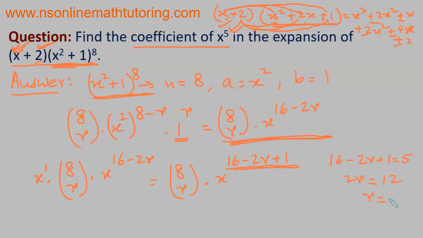Therefore, R is equal to 6. We have found the value of R as 6 when x is getting multiplied with this binomial expansion, not when 2 is getting multiplied with the binomial expansion. We have not come to this part yet. Okay?